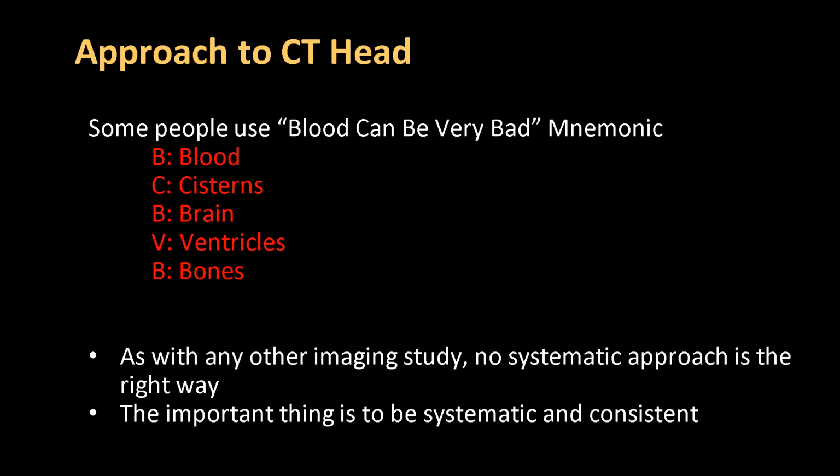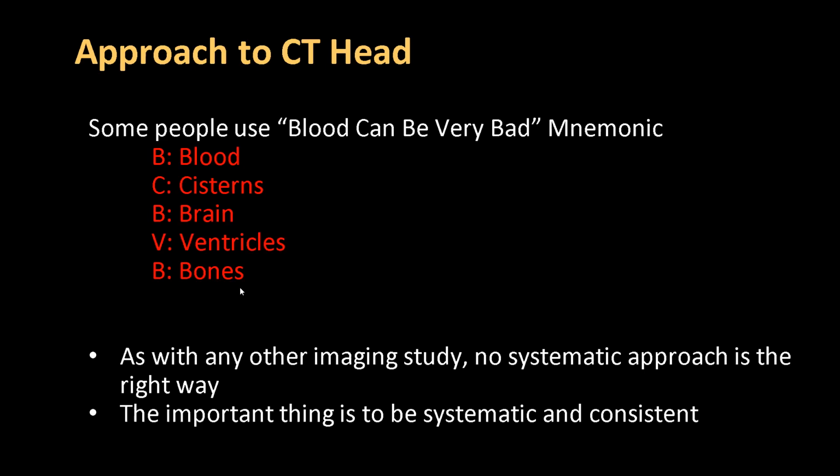Like I said, I use the outside-in approach, but some people use the "blood can be very bad" mnemonic. That stands for blood. They look for blood first. Cisterns: they then look for mass effect to make sure the cisterns, the CSF spaces surrounding the brain, are preserved. Then they look at the brain tissue itself for mass, blood, infarct. They then look at the ventricles for any hydrocephalus or intraventricular pathology, and then they look at the bones.